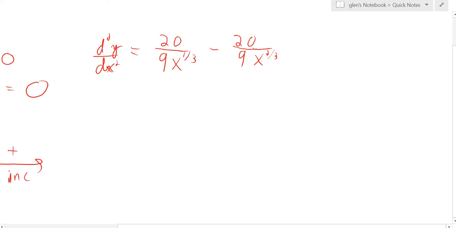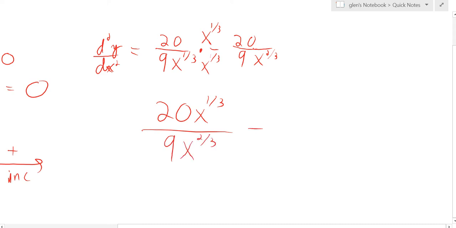Because we got those denominators down there. But I told you too, like, you want to get a common denominator is how you're going to handle fractions. So our common denominator here is going to be 9x to the 2/3. Okay? That's the highest exponent, is 2/3. Which means I need to multiply this fraction on the left here by x to the 1/3 over x to the 1/3. And that's going to give me 20x to the 1/3 over 9x to the 2/3 minus 20 over 9x to the 2/3.